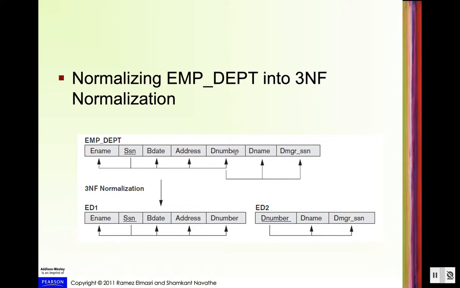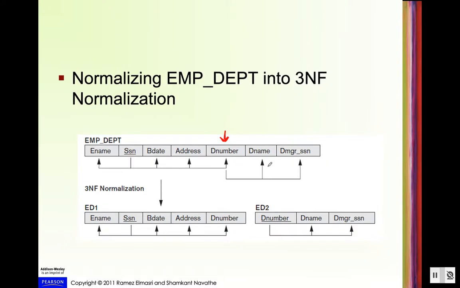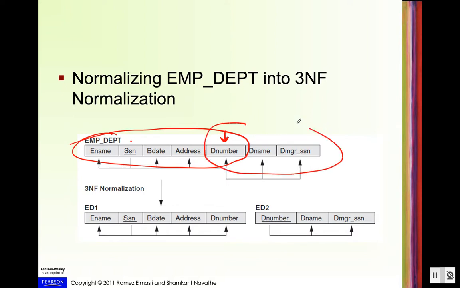What we are going to do is find the attribute via which they are transitively dependent. This is the attribute via which dname and dmanager SSN are transitively dependent on SSN. So we are going to decompose this table based on this attribute, like that.